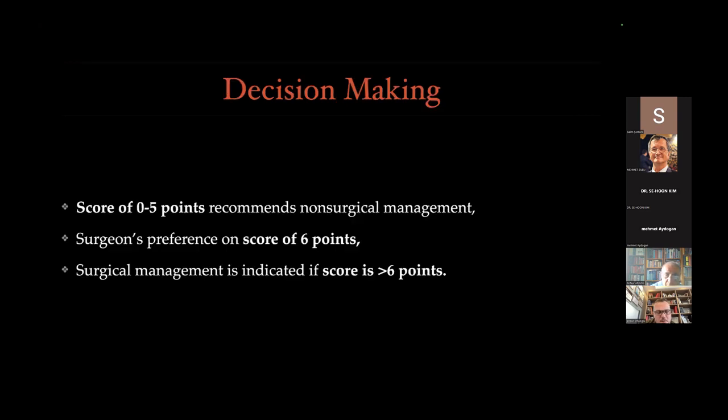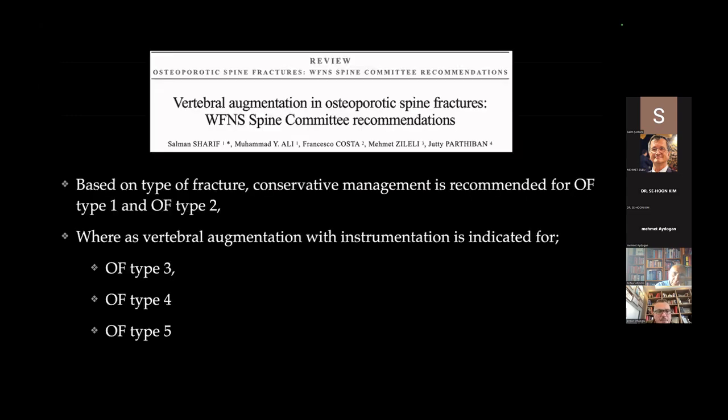Finally, if the patient has a score of 0 to 5, they recommend non-surgical management, the conservative treatment. If the patient scores 6 points, it depends on the surgeon's preference or the patient's situation. If the patient scores higher than 6, surgical management is indicated.